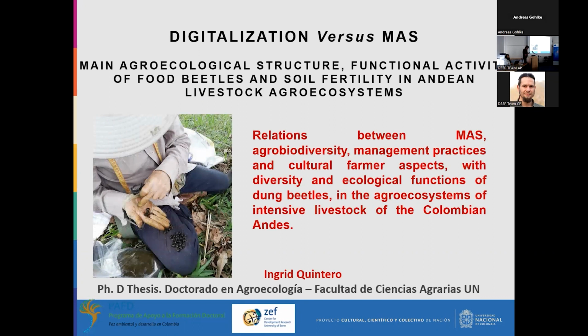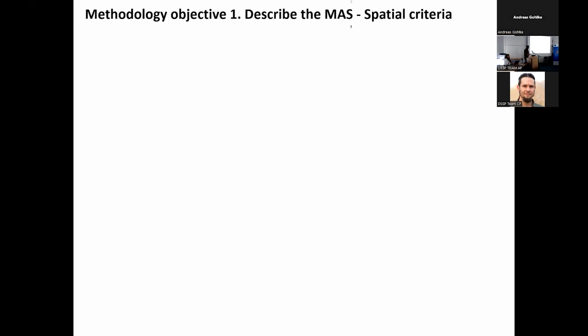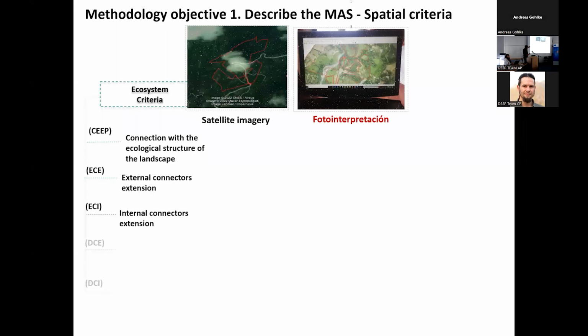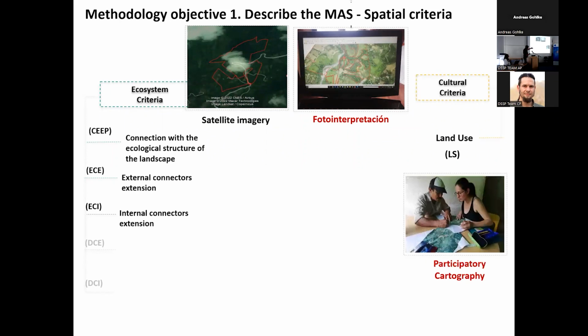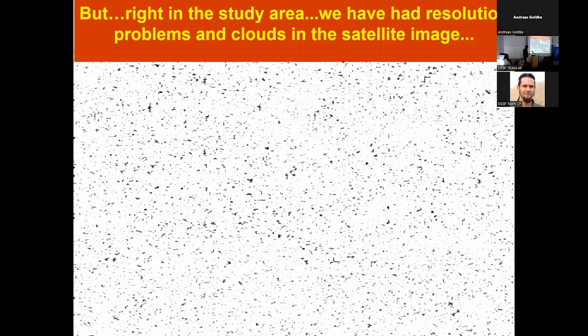PhD study that aimed to study the relationship between MASS and agrobiodiversity management practices and cultural farming aspects with diversity and ecological function of dung beetles. And she used satellite imagery, photo interpretation, and participatory cartography.